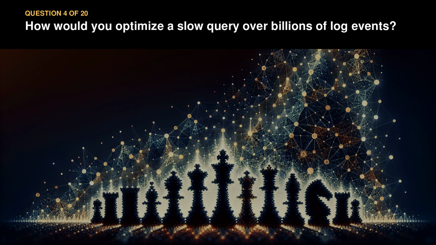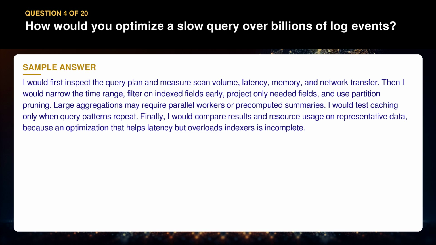Question 4. How would you optimize a slow query over billions of log events? I would first inspect the query plan and measure scan volume, latency, memory, and network transfer. Then I would narrow the time range, filter on indexed fields early, project only needed fields, and use partition pruning. Large aggregations may require parallel workers or pre-computed summaries. I would test caching only when query patterns repeat.